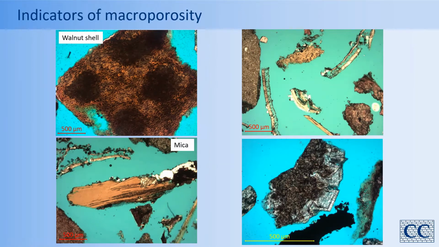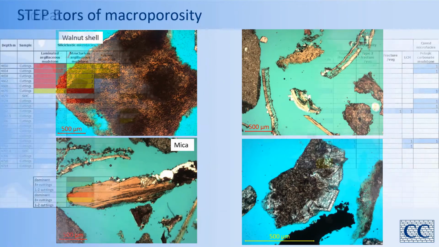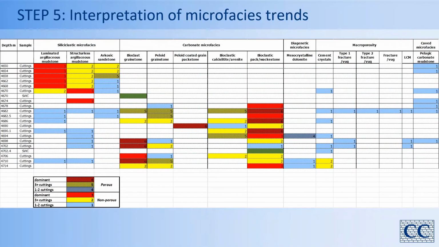Now, another lithological indicator of macroporosity is when we see an example like this, where we have either dolomite crystals or, for example, perhaps calcite crystals with these beautiful euhedral crystal terminations, suggesting that these crystals must have grown into open pore space, whether that be a vug or a fracture of some sort. So it's clear that we can gain a huge amount of information about the microfacies and the diagenesis from cuttings. And a completed cuttings microfacies spreadsheet might look something like this.